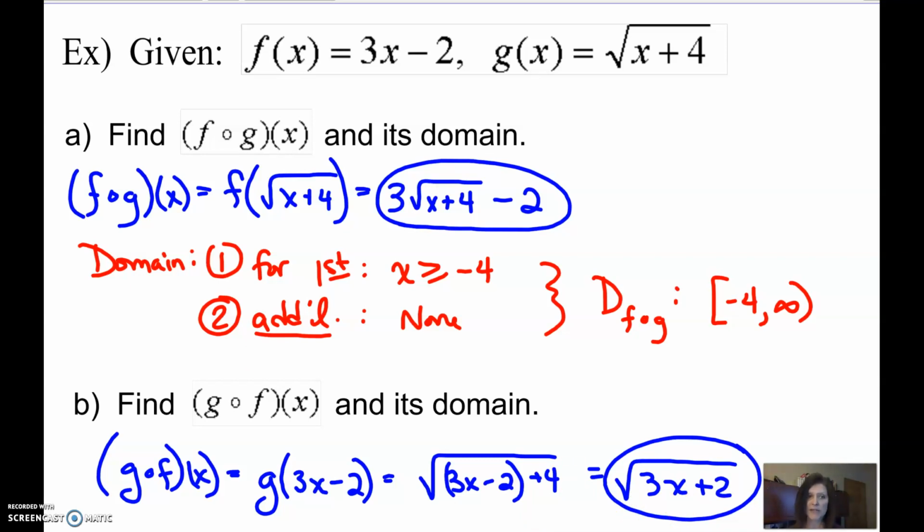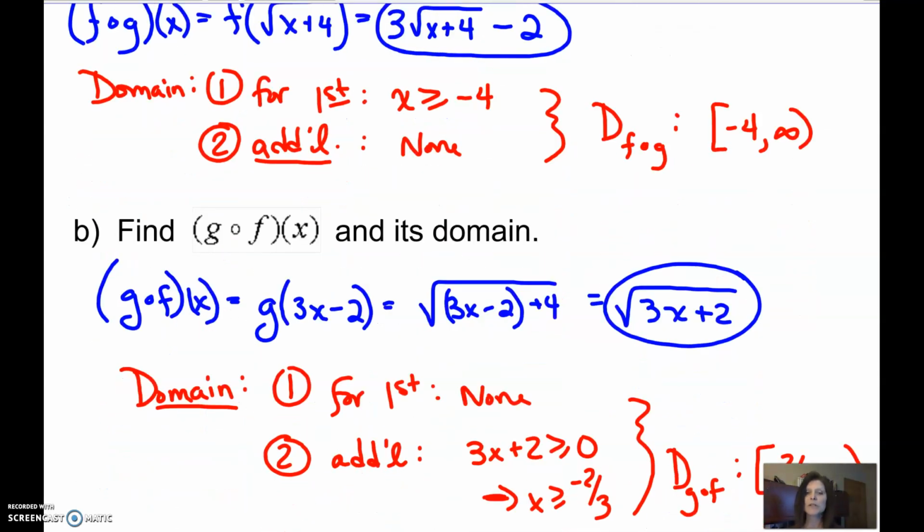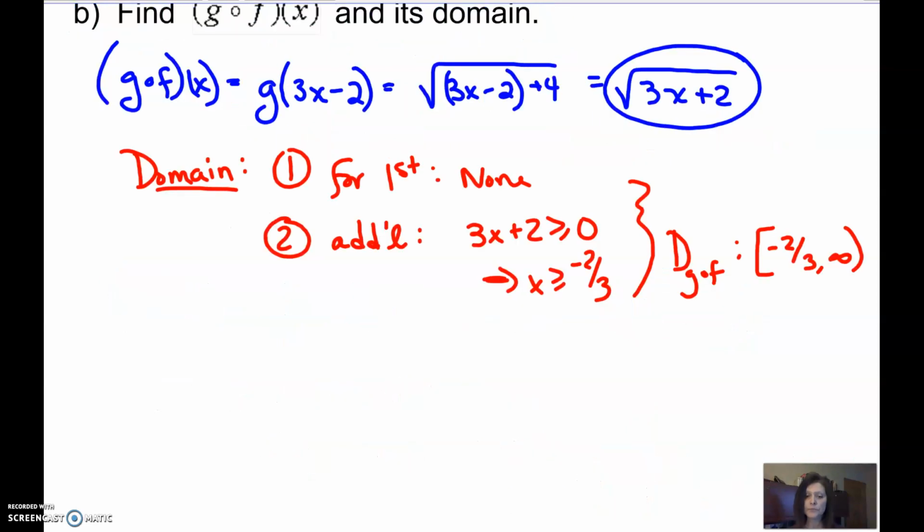Okay, same steps to finding the domain. What's the first function that we went into? Well, the first function that we went into was the f, 3x minus 2. There is no square roots, no fractions, so there are no restrictions. Then we look at the final. And the final does have a square root, so we would set this square root, the stuff underneath here, greater than or equal to 0, and solve that and find that x must be greater than or equal to negative 2/3. So as the interval then, my answer is going to be bracket, because or equal, negative 2/3 to infinity.